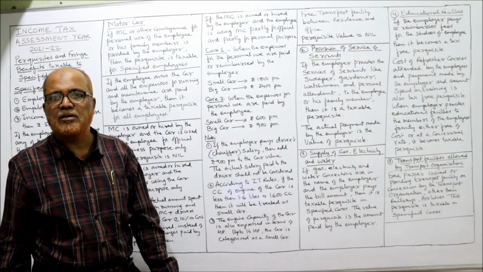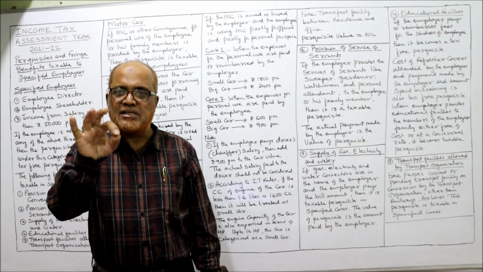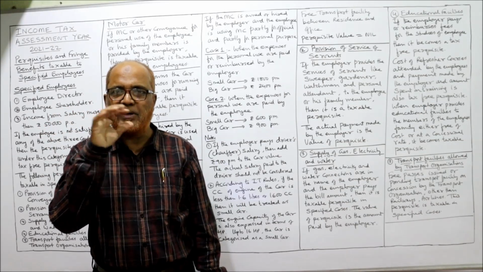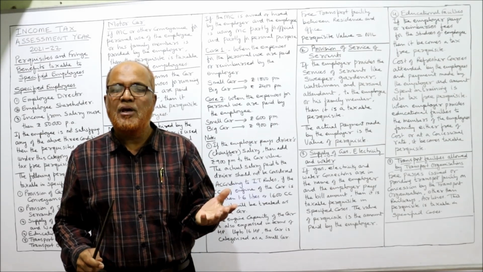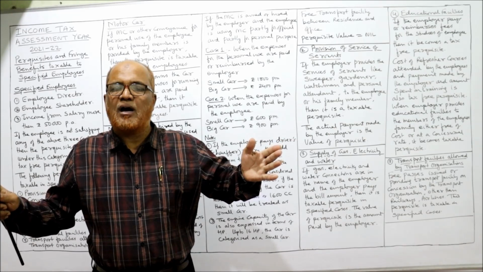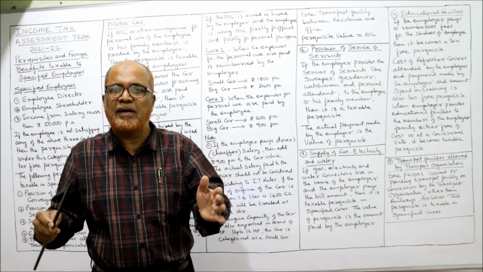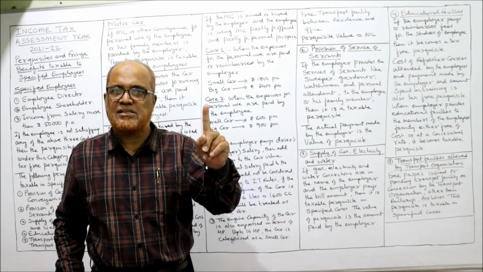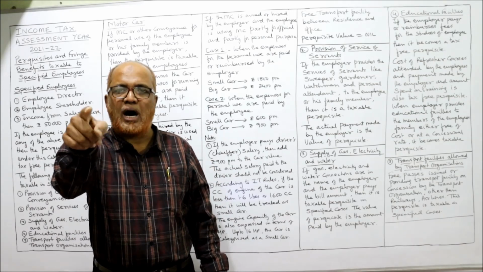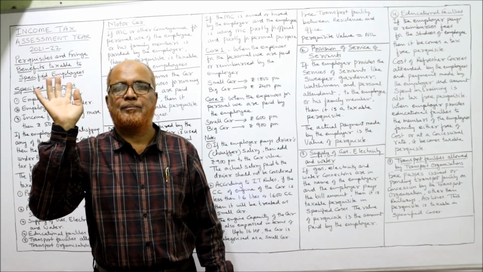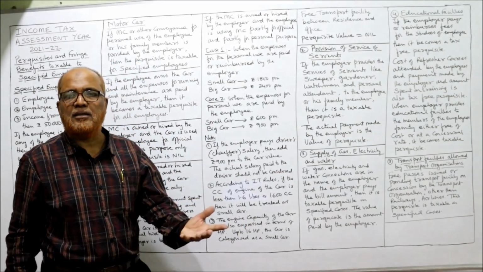This is very important. First point, the motor car is given for both personal and official purpose. Secondly, you have to see who is paying the expenses. If all expenses are paid by the employer, then small car 1800 per month, big car 2400 per month. That is the first case. Second case, if the expenses of personal use are paid by the employee only, in that case, small car 600, big car 900. That's it.